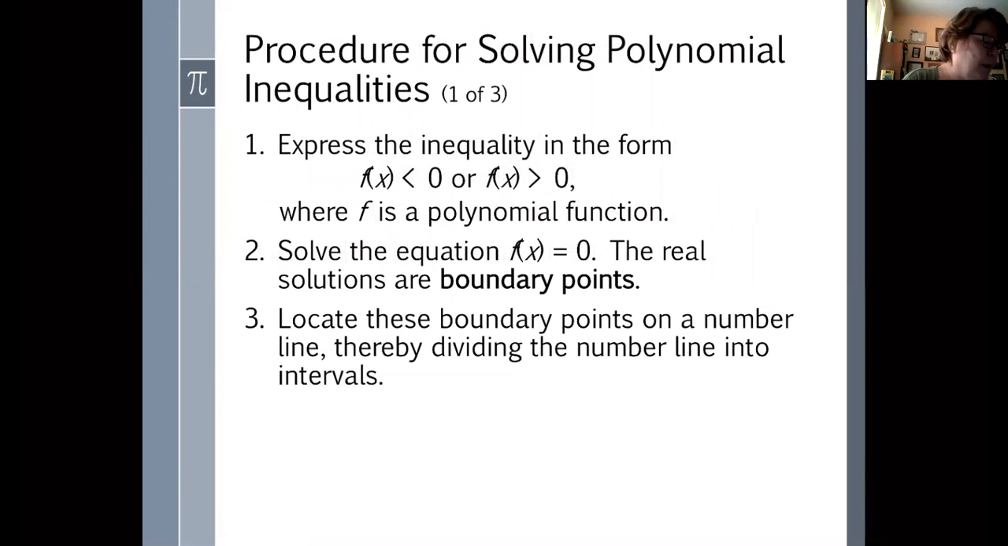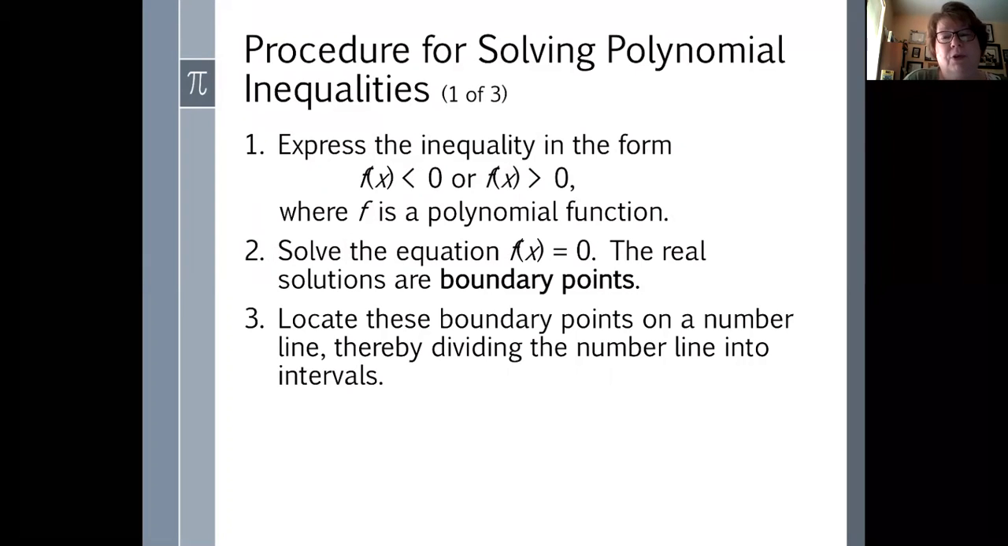How do we solve polynomial inequalities? The procedure for solving polynomial inequalities is as follows. The first thing you need to do is express the inequality in the form f of x is less than 0 or f of x is greater than 0. So you need to have all the terms of the polynomial on the left-hand side of the inequality and 0 on the right-hand side of the inequality. Of course, this could be less than or equal to or greater than or equal to also.